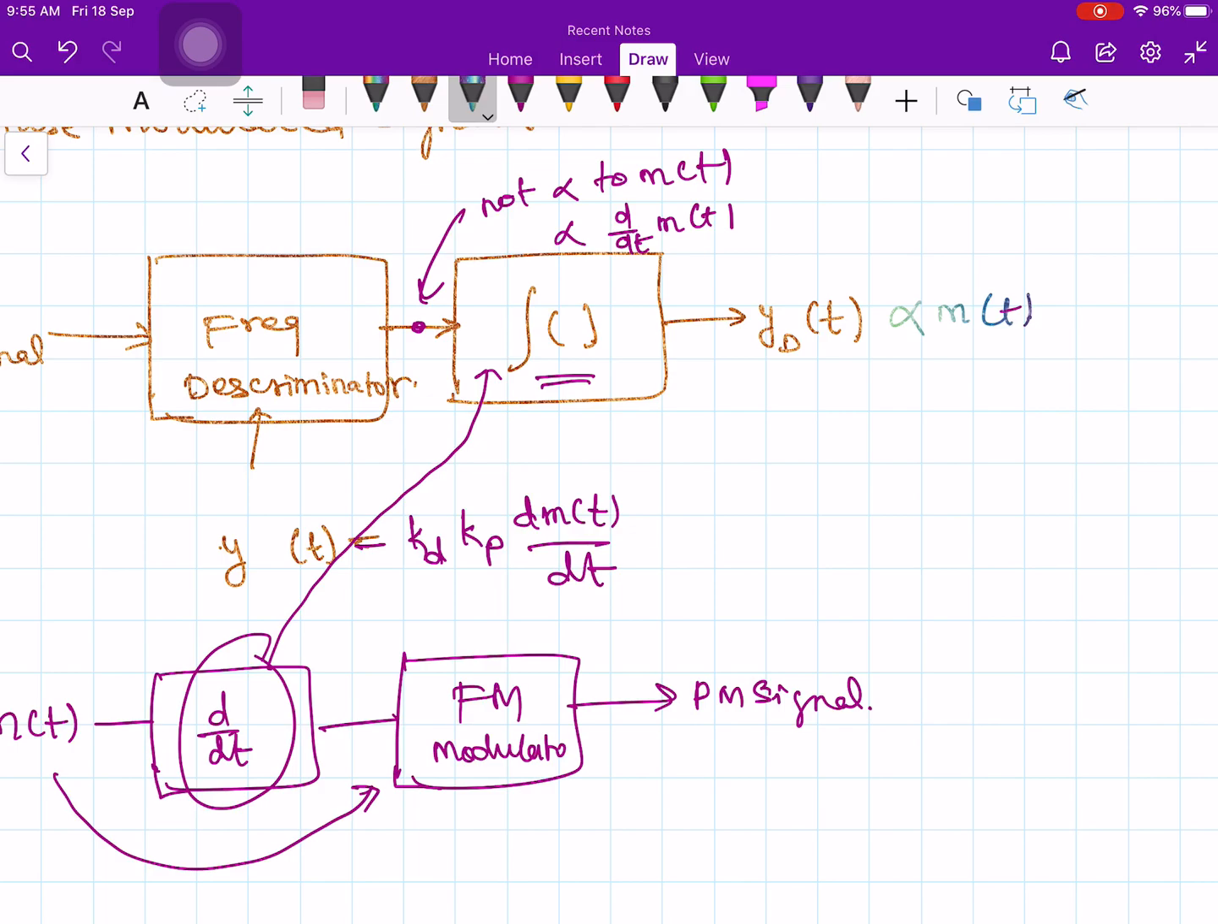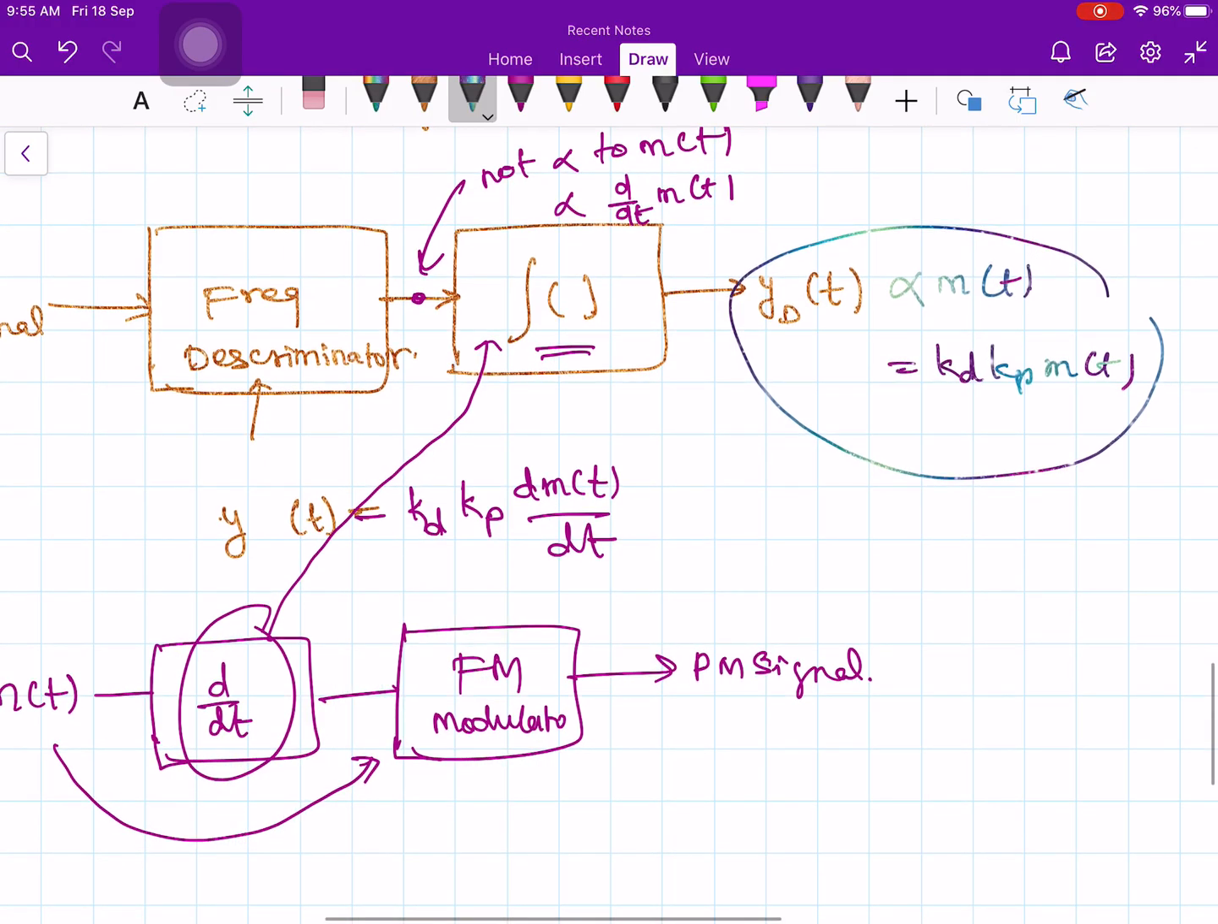That's it. So that proportionality constant is kd times kp times m of t. That's it. So this is my final output, the final demodulator output. So if you have any frequency discriminator, you can use it to demodulate both an FM signal as well as phase modulated signals. So there is no need to separately develop a demodulator for phase modulated signals. If you have a frequency demodulator, then you can demodulate both the FM signal as well as the PM signal.